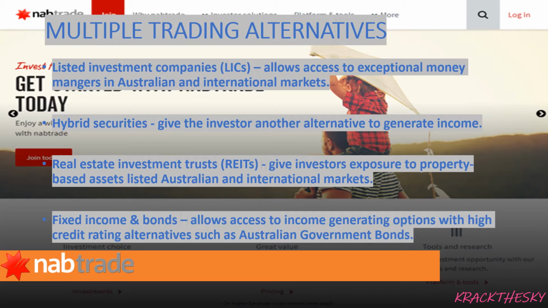So with higher credit rating alternatives such as Australian government bonds, it should be a little bit safer than some of the other things around, but the yield on some of those things is a little bit lower than say investing in a local company that generates a dividend.